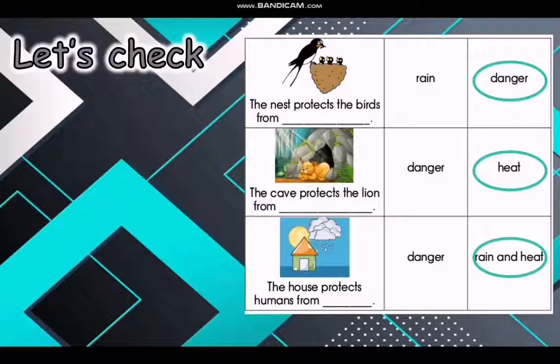How do we know rain and heat is the answer? As you can see on the picture, there is a sun and there's rain. So sun means heat and rain. So the answers are all in the picture.